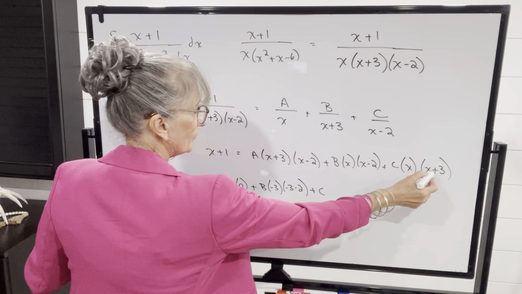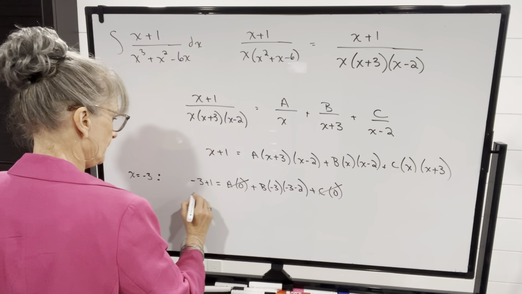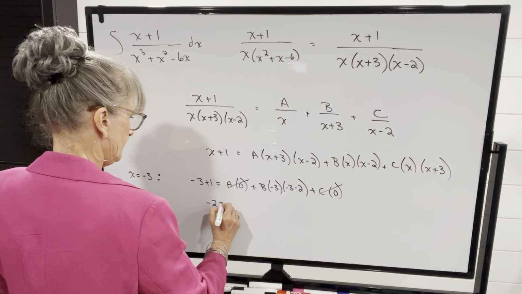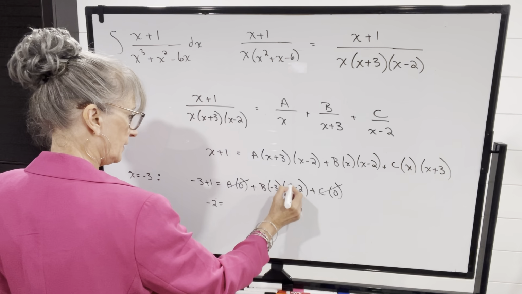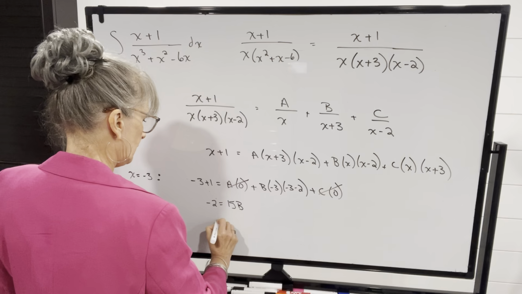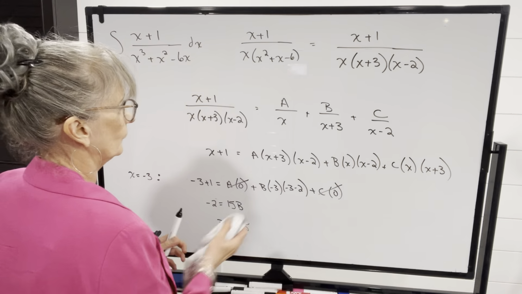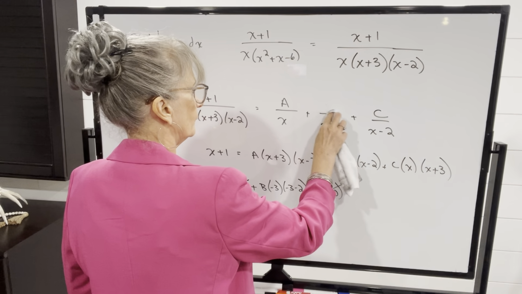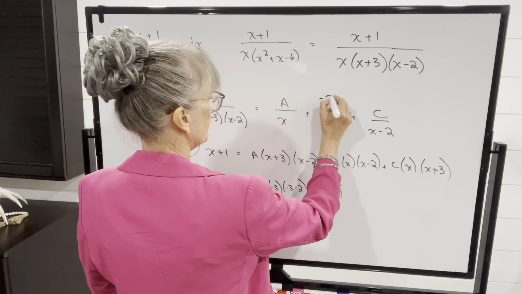Similarly, -3 in there will be a 0. So both of those terms are 0. So I get -2 equals -3 minus 2 is -5 times -3 is +15. So b will equal -2/15. Let's replace b with -2/15.